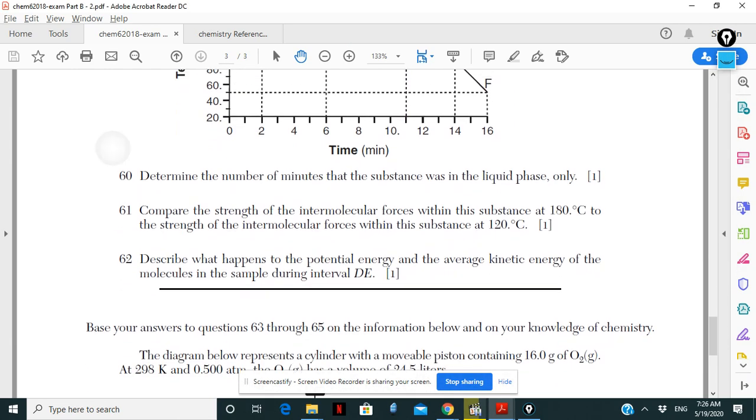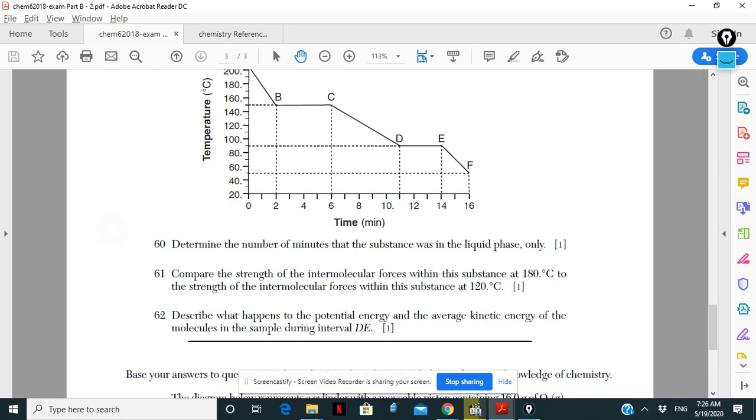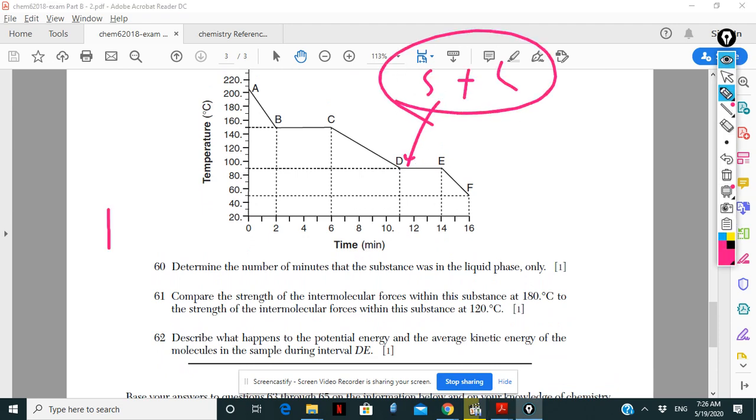Okay. Describe what happened to the potential energy in DE. So look here. In DE, I have solid plus liquid. So what does it mean? The kinetic energy is going to be the same through this process. Why? Because I still have moving atoms, and I still have the solid and the liquid in the same phase. So the kinetic energy is going to be the same.